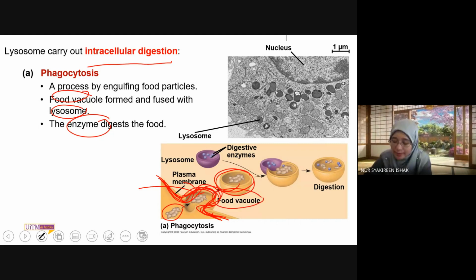So the food vacuole that contains the food will fuse with the lysosome, which also has a membrane. The membrane of the lysosome fuses with the membrane of the food vacuole. Enzymes within the lysosome will digest the food inside, and the process of digestion occurs, which is intracellular digestion. Digestion will break the food into smaller molecules, and these molecules will be absorbed into the cell, for the usage of that cell.